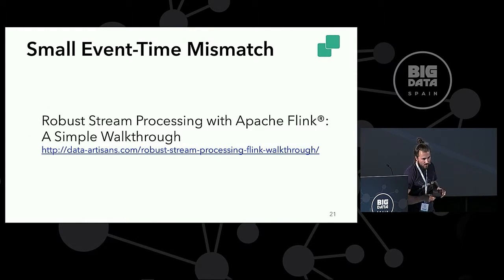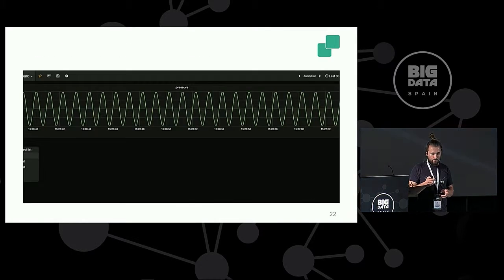So what we at Data Artisans did, we have a blog post that is based on a demo that someone did. It's called Robust Stream Processing with Apache Flink. And in there, we showcase some features of Flink, among them, for example, how it handles state and so on, but also how event time processing is important to get right if you want to get correct results.